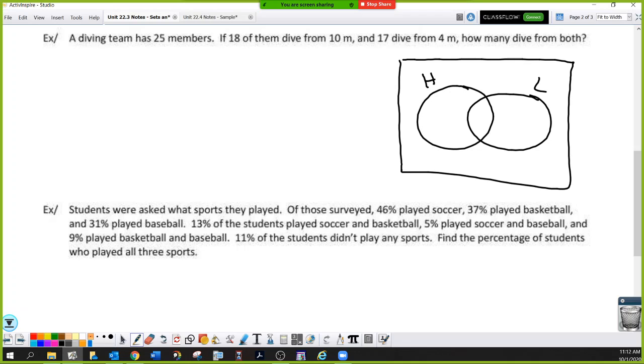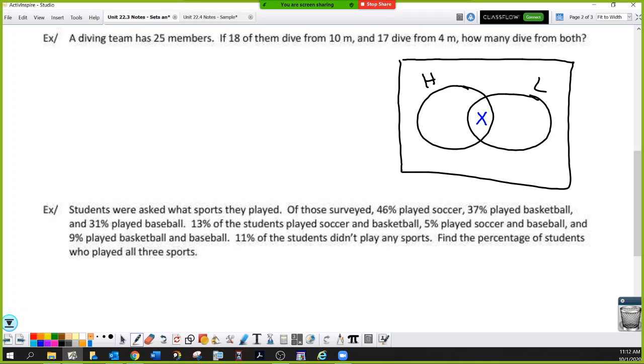A diving team has 25 members. If 18 of them dive from 10 meters and 17 dive from 4 meters, how many dive from both? Could we common sense our way to the answer? Yes, but that's not algebra, and you can't common sense your way to the answers once there's more circles. It becomes really, really difficult. So what is the process? Well, your job is to figure out what's in the middle, right? But you don't know what it equals, do you? Great. Since we don't know what it equals, why don't we call it x?